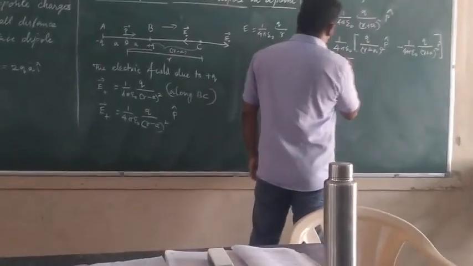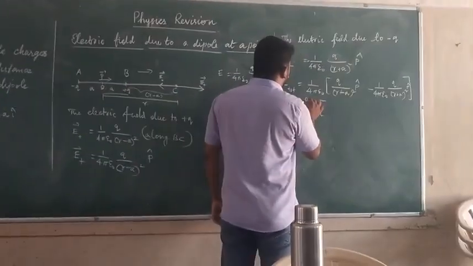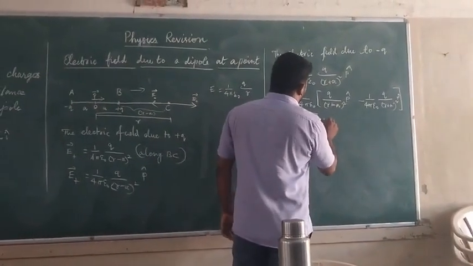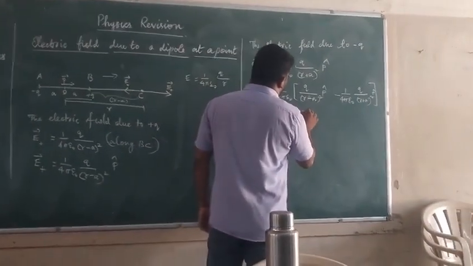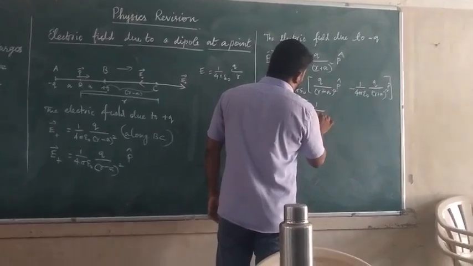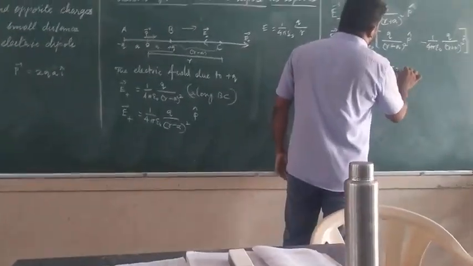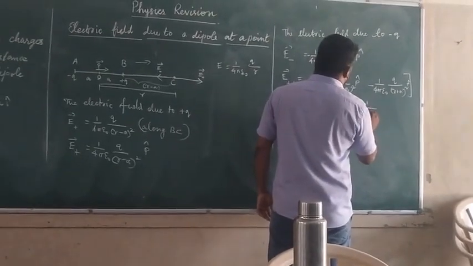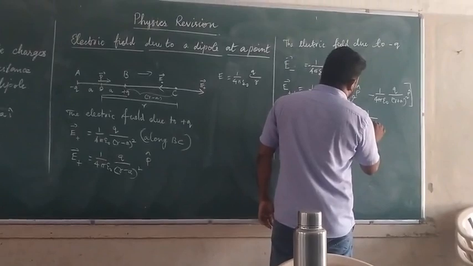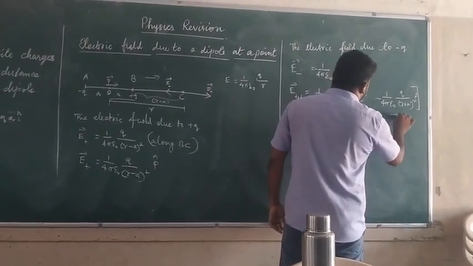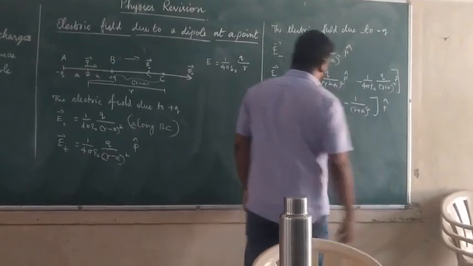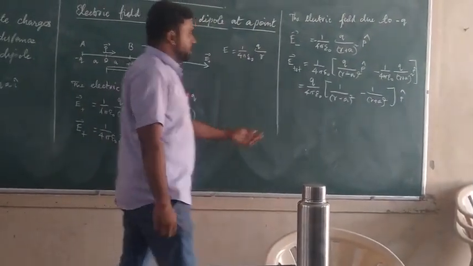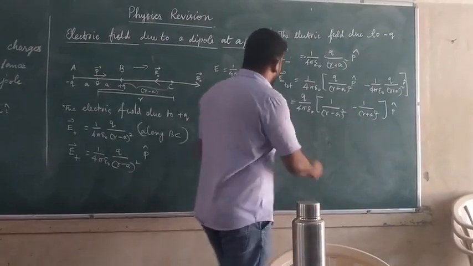We will get this Q, we will take outside. Inside the bracket we will have only 1 by (R minus A) whole square minus 1 by (R plus A) whole square. Understood? Now let's do the cross multiplication.